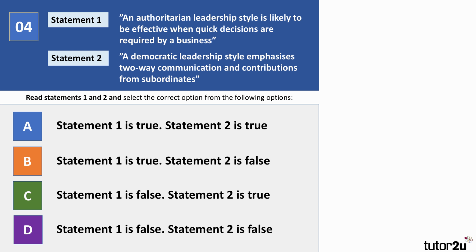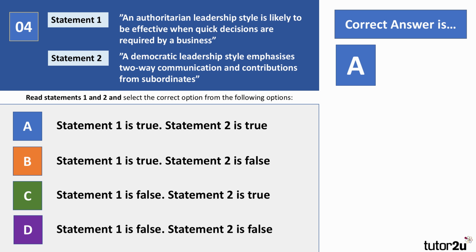Statement 2 is also true. Yeah, that's a feature of democratic leadership style. It very much is a question of encouraging a two-way communication flow up and down the organisational hierarchy, and very much contributing and welcoming contributions from subordinates. So both statements are true, therefore the answer is A.